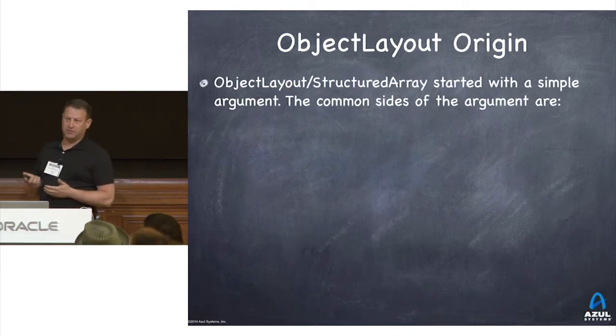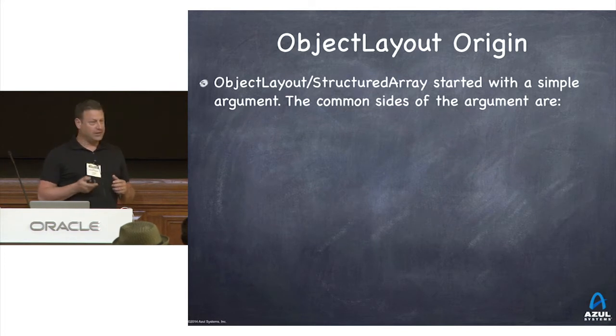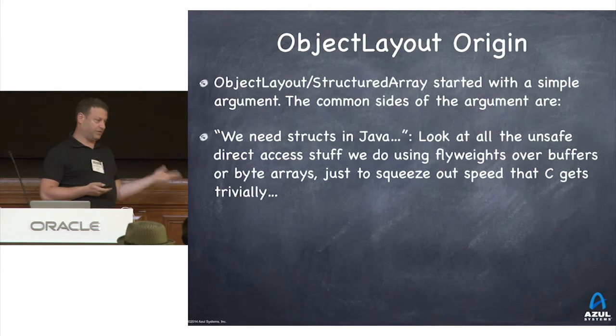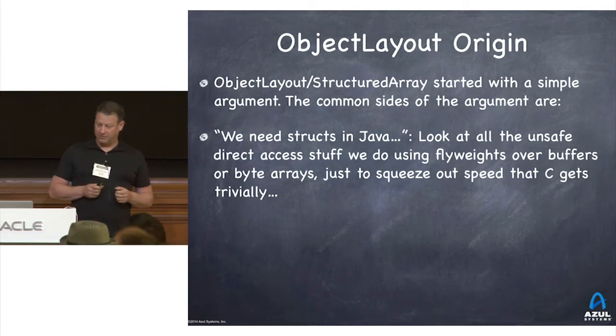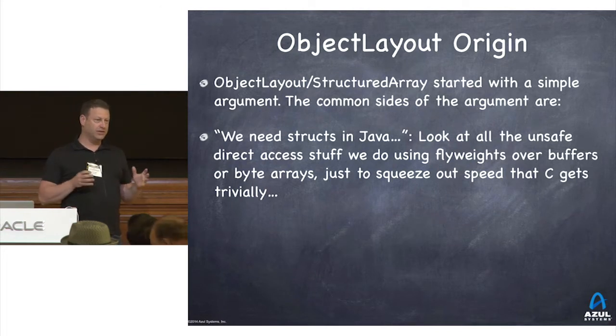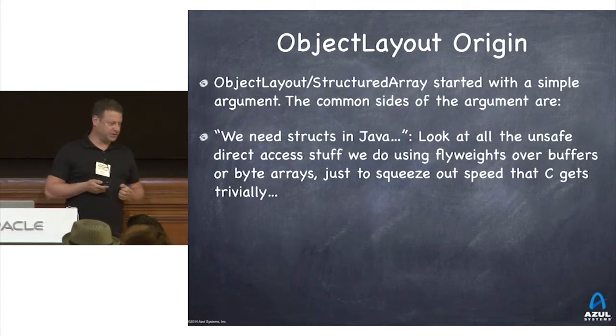It actually started with an argument. Me and Martin Thompson were going at it on something, and this is a common argument I run into a lot. It goes something like this on one side. We really need structs in Java. Look at all this stuff we have to do just to match the speed that C trivially gets out of structs and arrays of structs and all this cool streaming things.